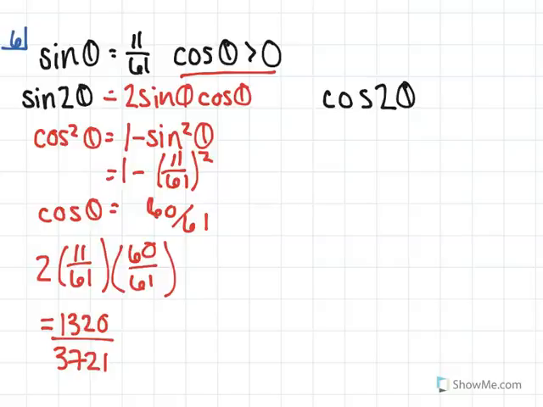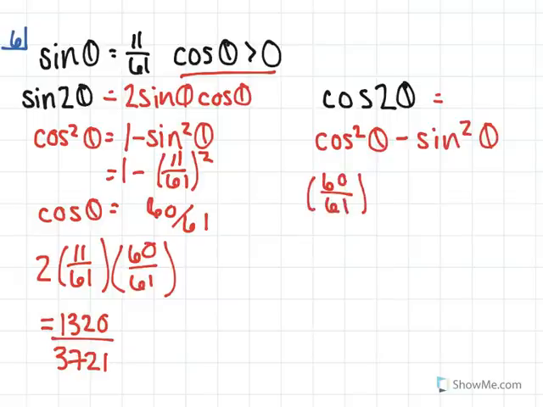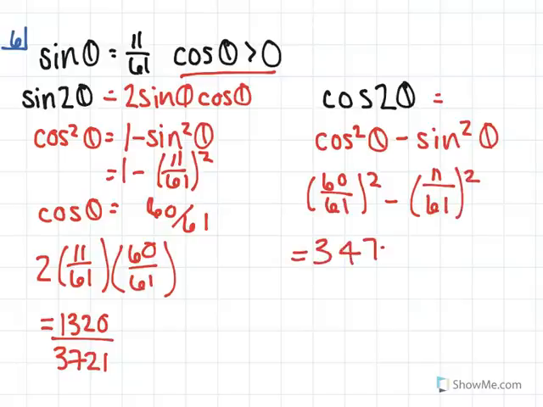For cosine 2 theta, we know that that is equal to cosine squared theta minus sine squared theta. We have our values, so we can just plug them in. That's going to be 60 over 61 squared minus 11 over 61 squared, which equals 3,479 over 3,721.